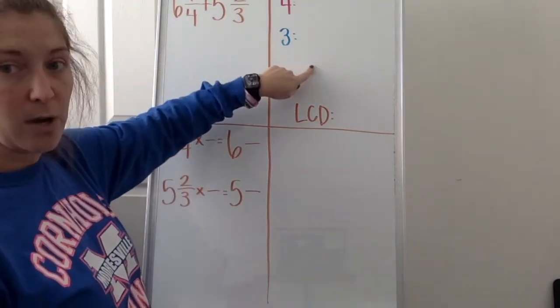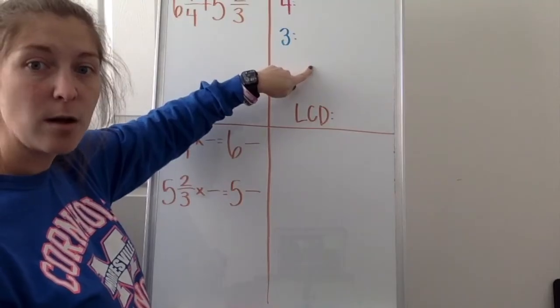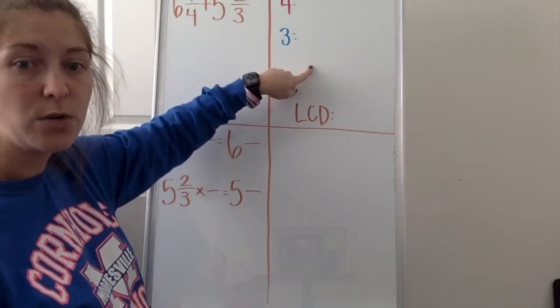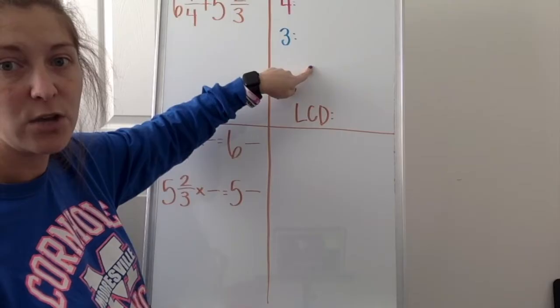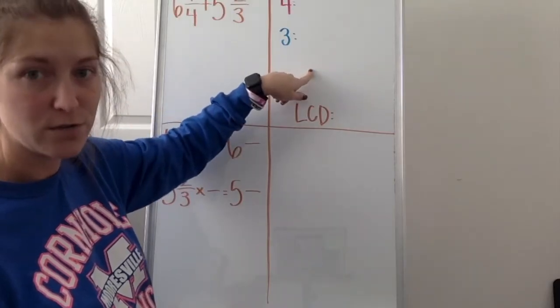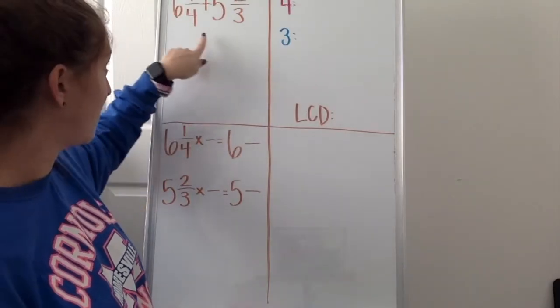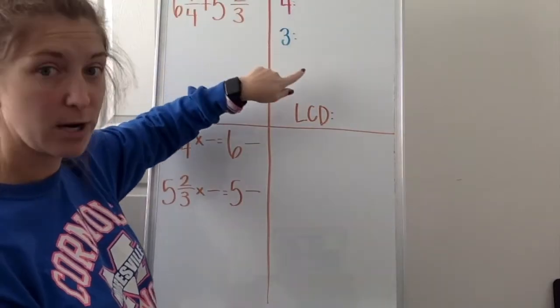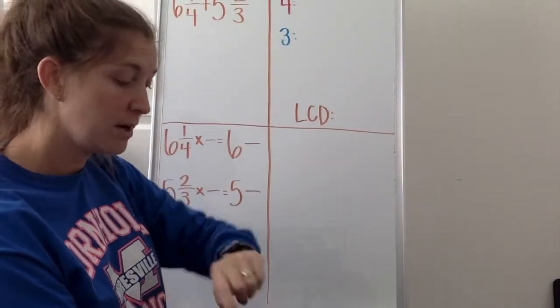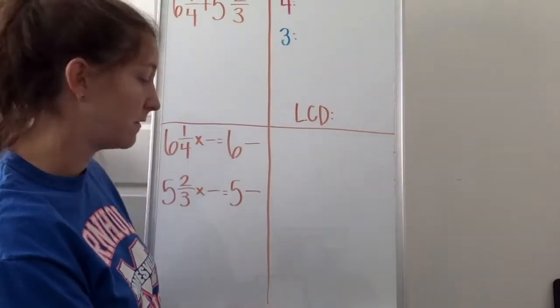In the second box, we have to find the least common denominator. At this point, you guys should know that that means that you have to list the multiples of each of those numbers. So I've got my denominators 4 and 3 written out, and the first thing that I need to do is list the multiples of them.